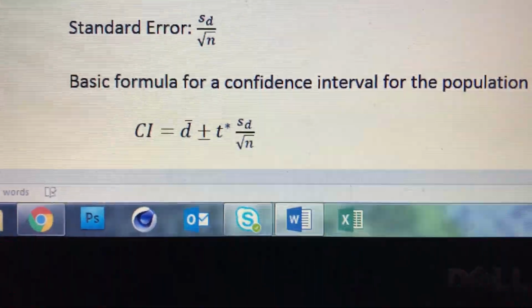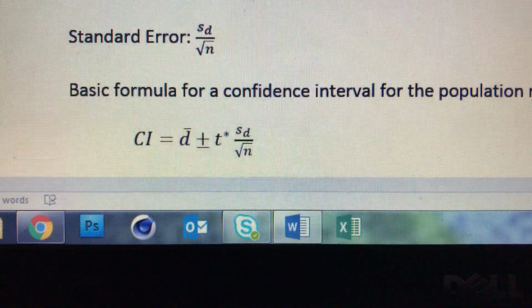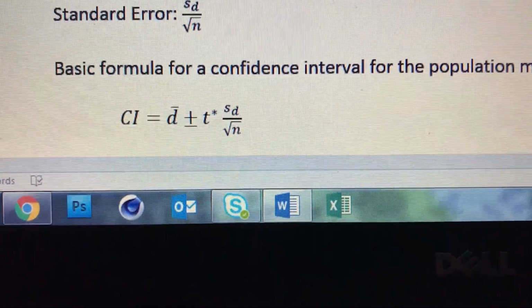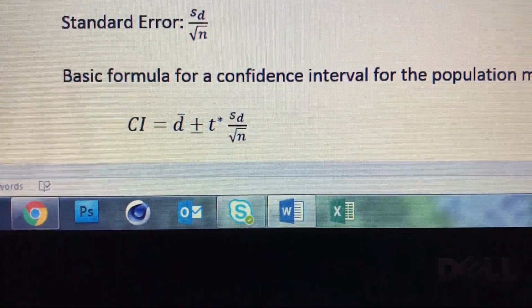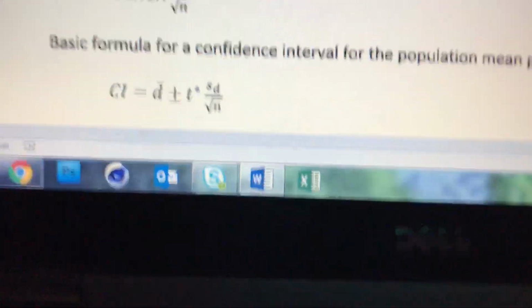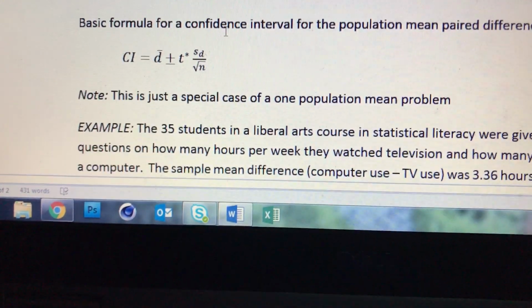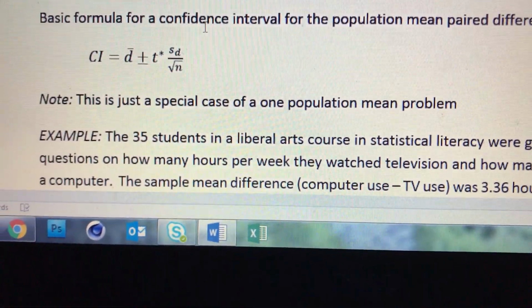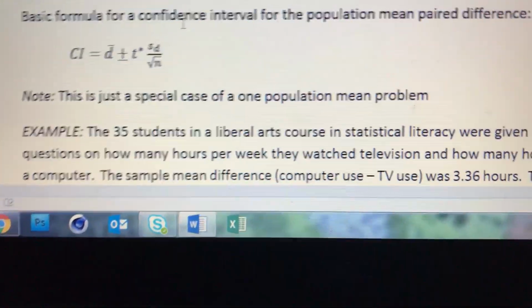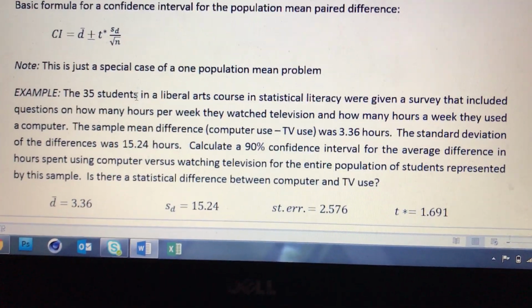Back in chapter 3, we just had quantitative data. And that quantitative data, we found a confidence interval for it. Here in chapter 6, we have two pieces of quantitative data. We're finding the difference between those, but once we have those differences, this just turns into a one population mean problem. In fact, that's the note that I have attached here. This is just a special case of a one population mean problem. Once we have our differences, this becomes review from chapter 3. So the rest of this, because it's review, we'll go through it rather quickly.